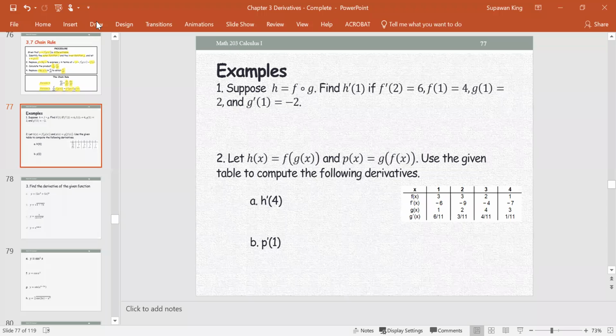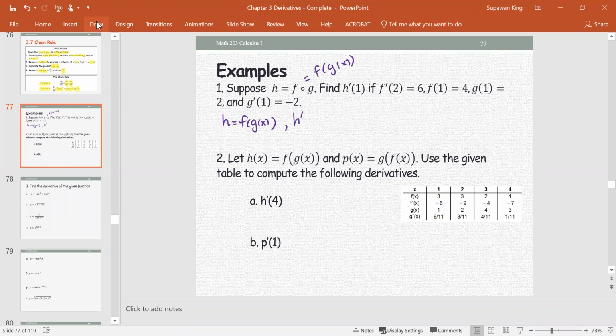Examples. Number 1: suppose h is the composite function of f and g. Find h prime at 1, if f prime at 2 equals 6, f prime at 1 equals 4, g at 1 equals 2, and g prime at 1 equals negative 2. We rewrite h as f of g of x. So we're going to use version 2 to find h prime, as h equals f of g of x.